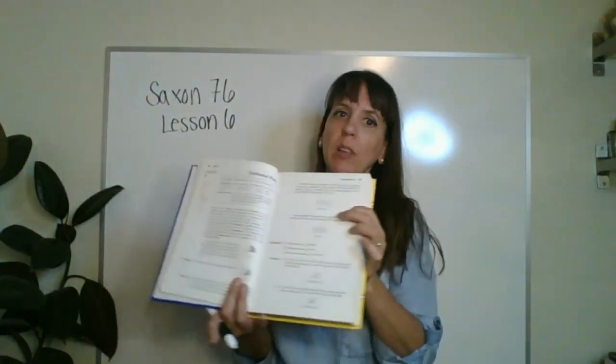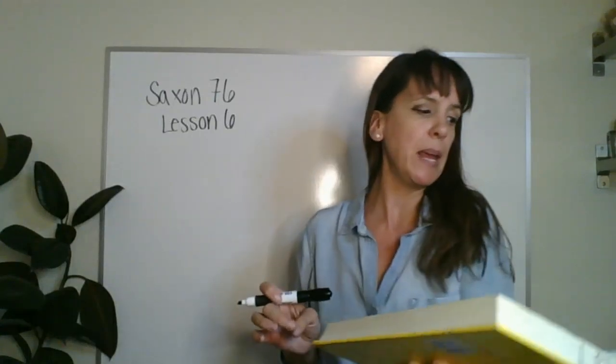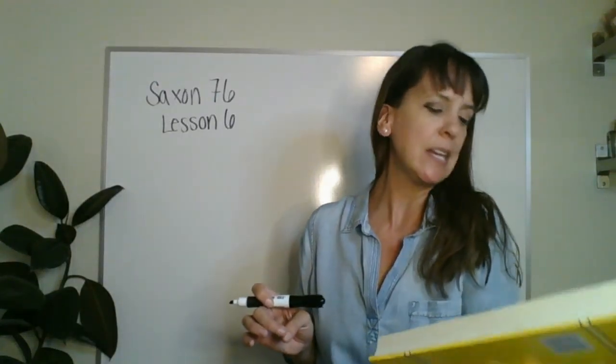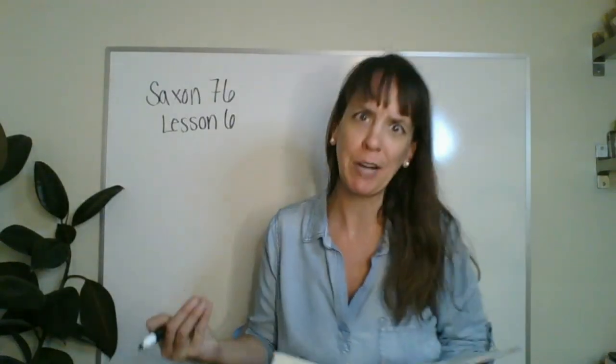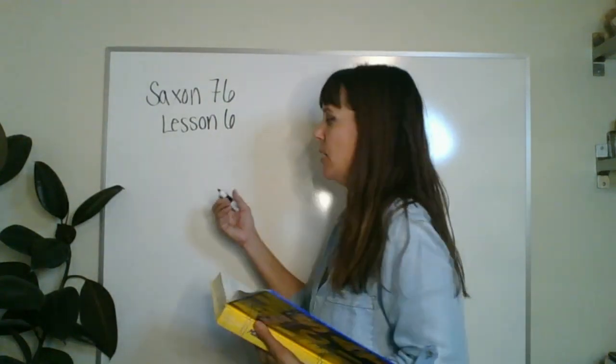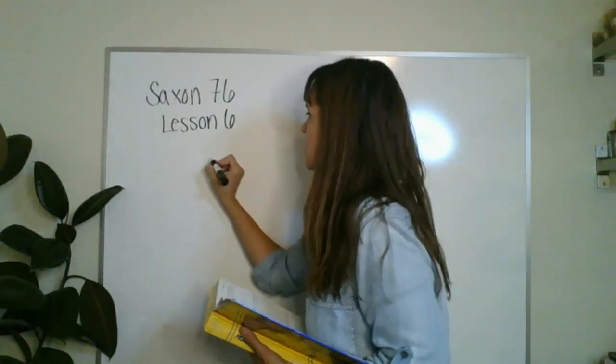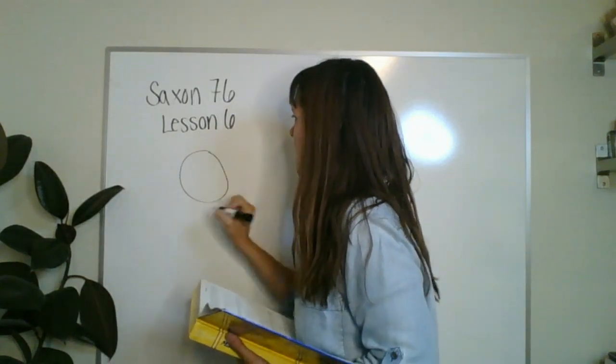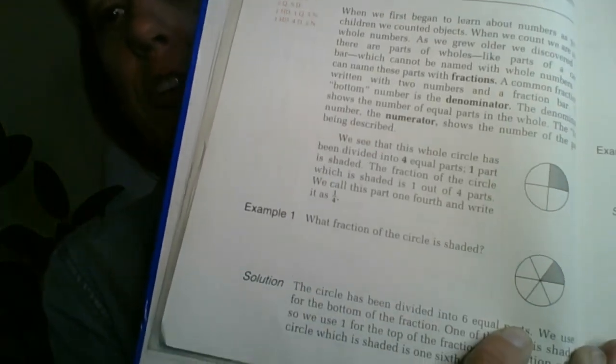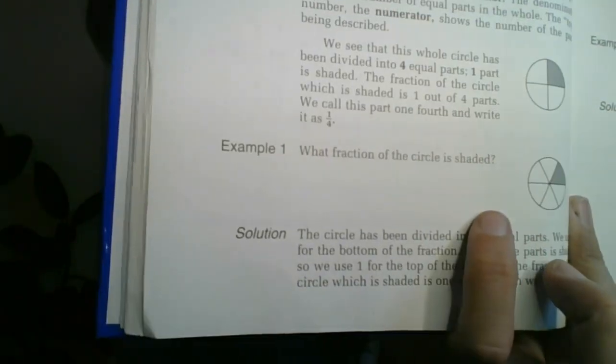If you're following along at home, it's Math 76, the third edition, so make sure it's the third edition, and we're on lesson 6. I'm on page 26, and we have the first example. This is just like fractions, and I'm sure you remember learning these in 4th grade maybe. The first example shows a circle. For example 1, what fraction of the circle is shaded?